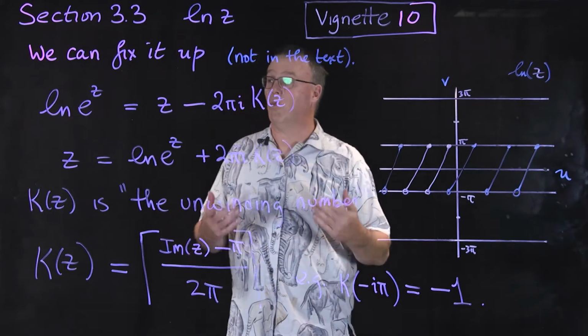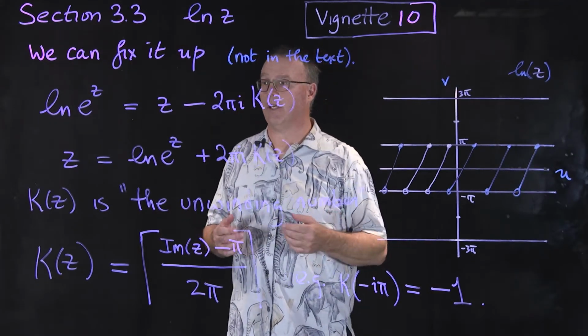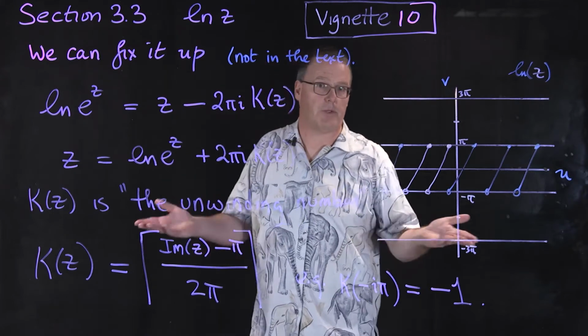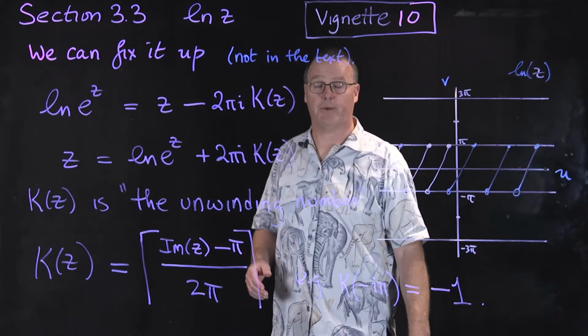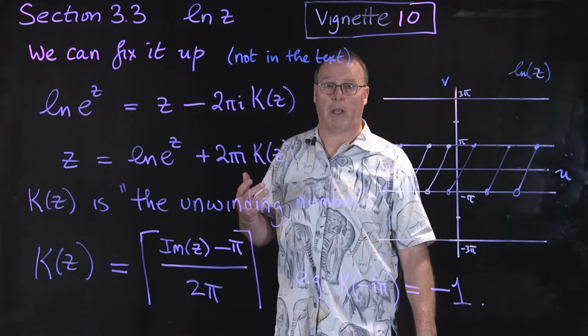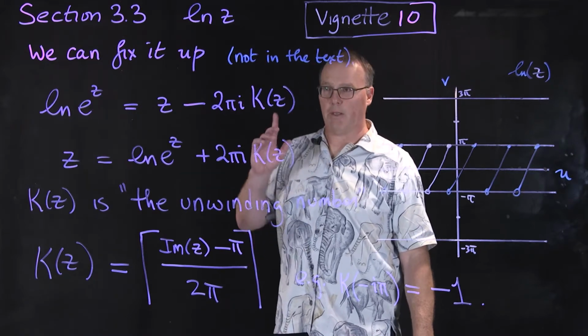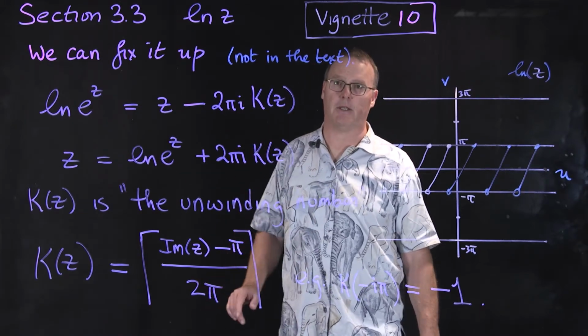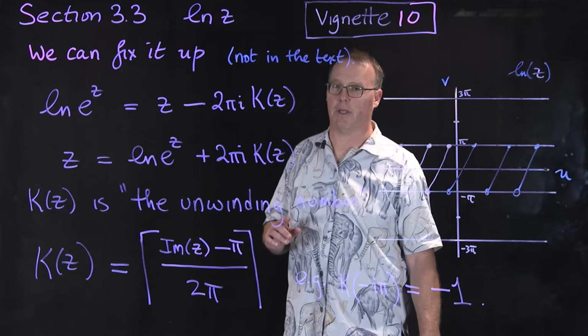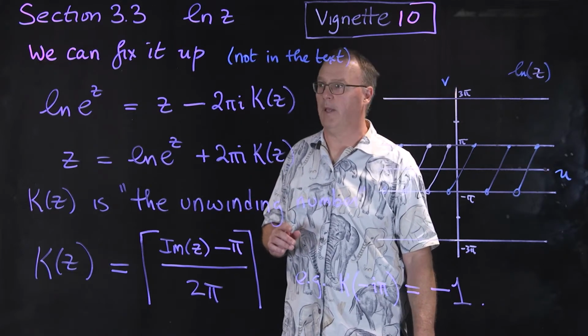Okay, we want log of e to z to be equal to z, and it's not. It's just not true. Can we fix it up? Yes, we can fix it up, but the fix is not in the text. I'll give you a reference later, make sure that it's available on OWL.